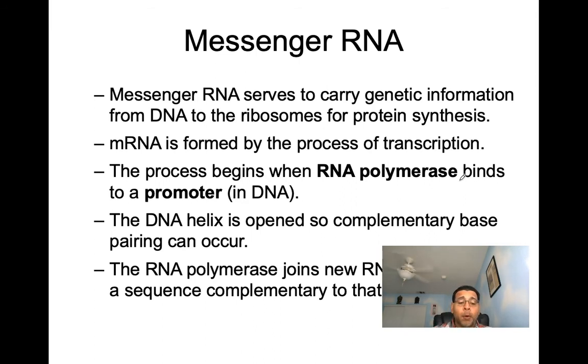When mRNA forms, it has a sequence of bases complementary to that of the DNA. Wherever A, T, G, or C are present in the DNA template, U, A, C, G are going to be found on the mRNA molecules.